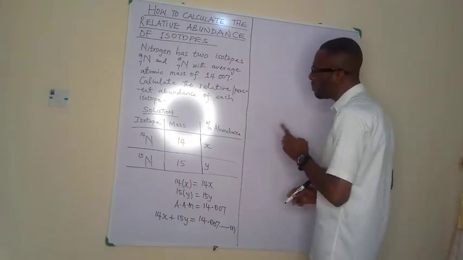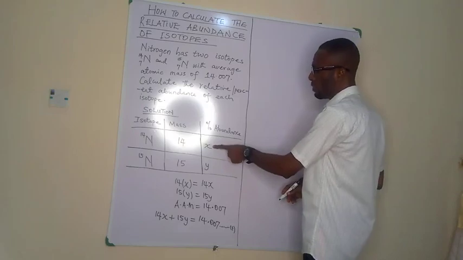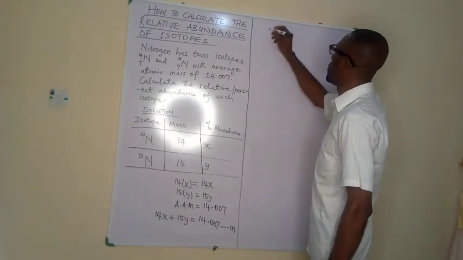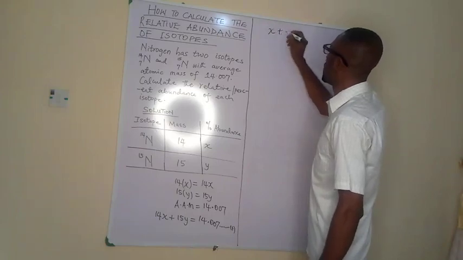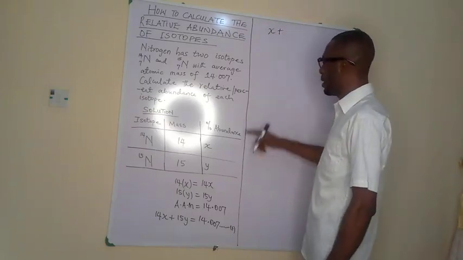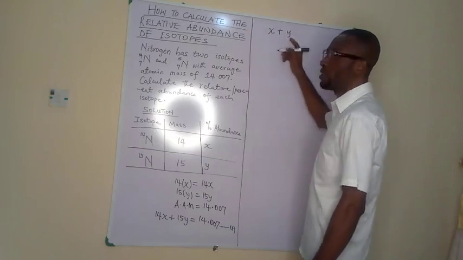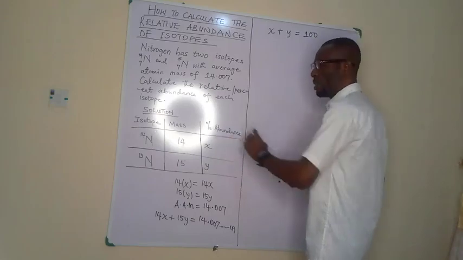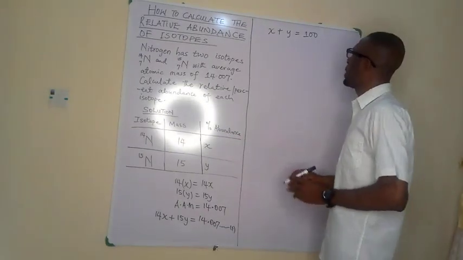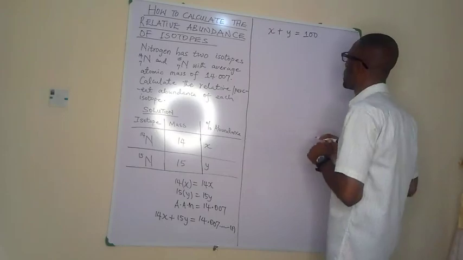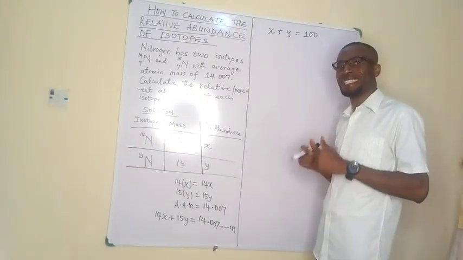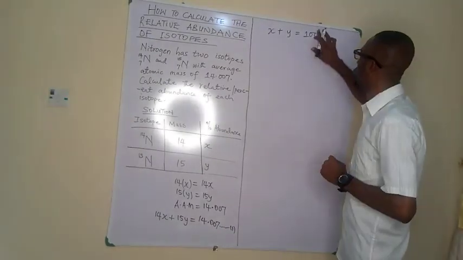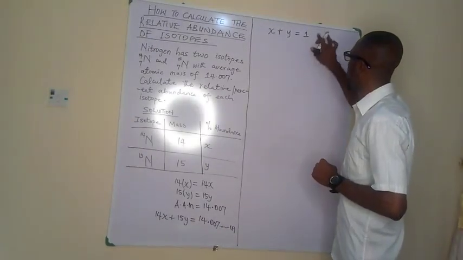Now, we are expected to find the percentage abundance of X and percentage abundance of Y. That information makes us understand that whatever is percentage abundance of X added to whatever is percentage abundance of Y should be equal to 100 since we are talking about 100%. Okay? Now, in order to make it less ambiguous, we are going to convert this 100 to the decimal. So we are going to change this 100 to 1.